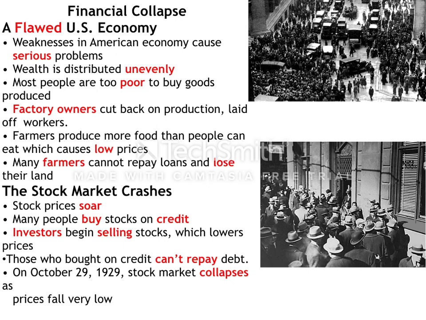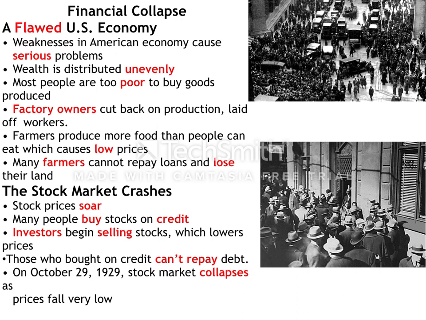Now, the United States economy was incredibly flawed. Majorly, this was caused by an uneven wealth distribution. Most people were too poor to buy goods that were produced by factories, which made factories cut back on production and lay off workers.